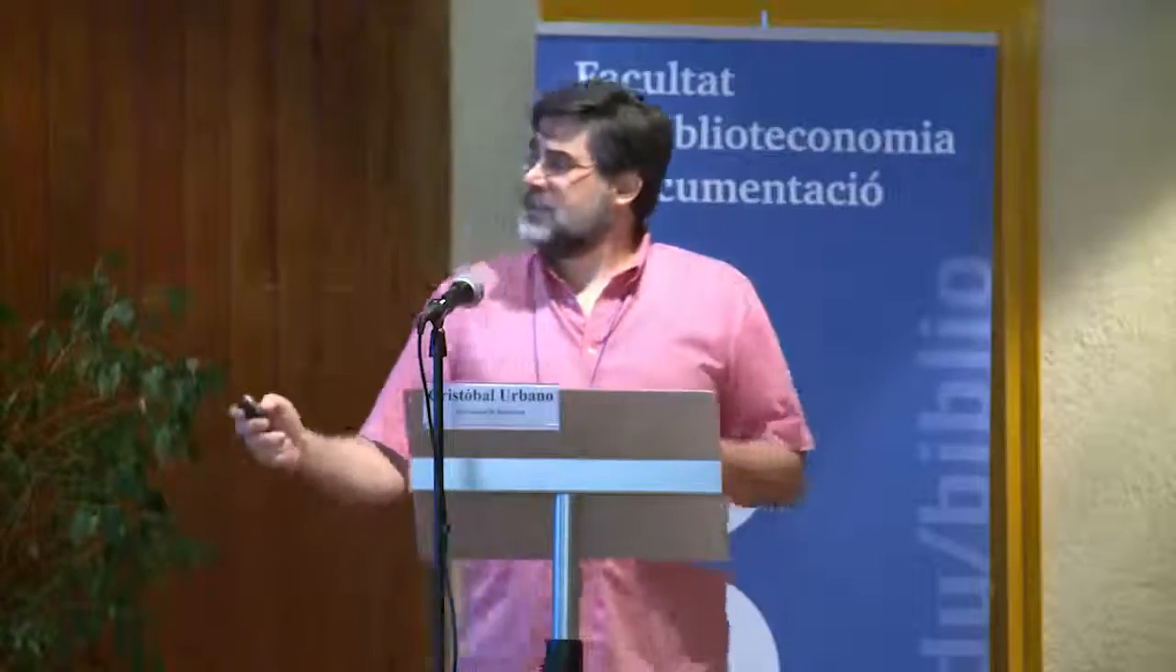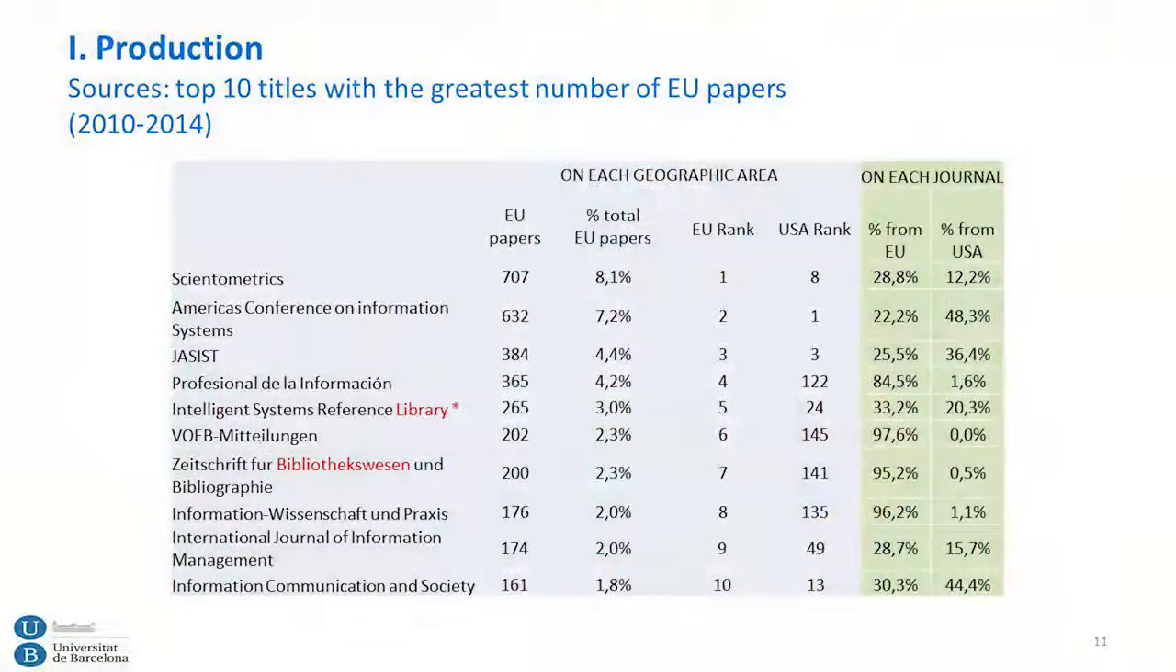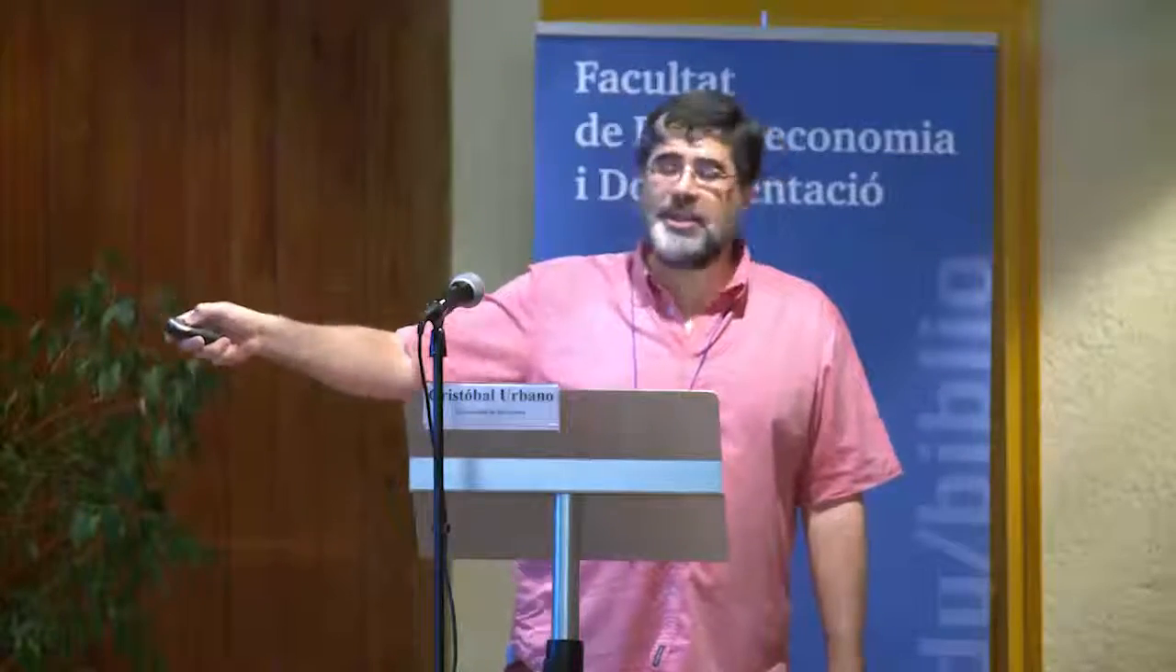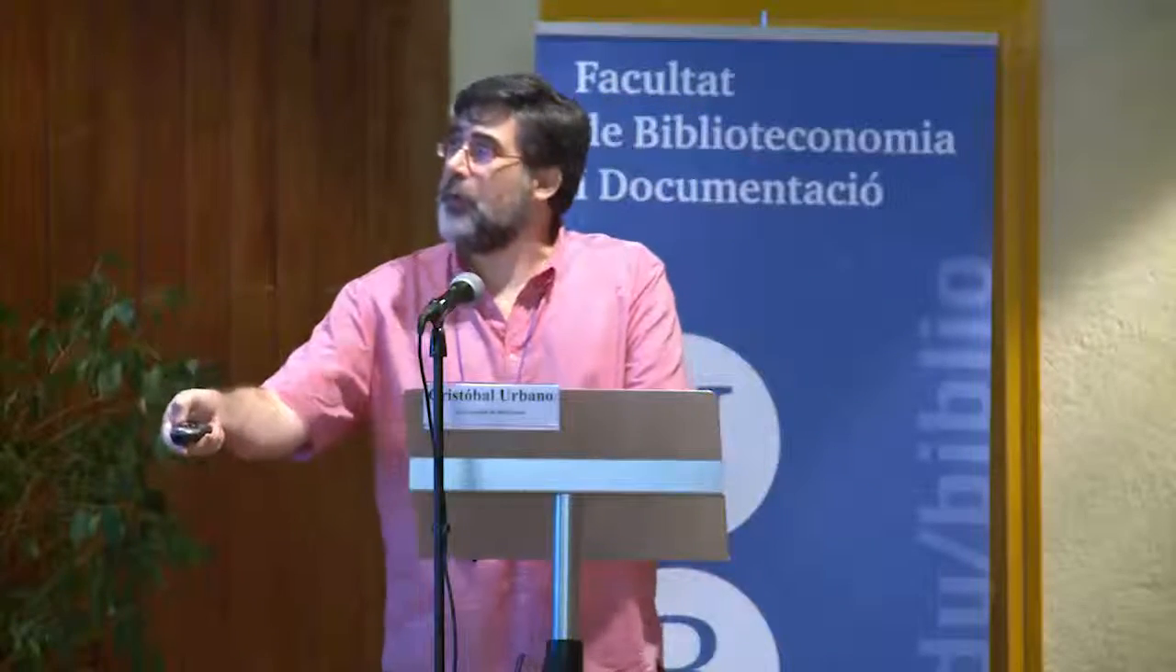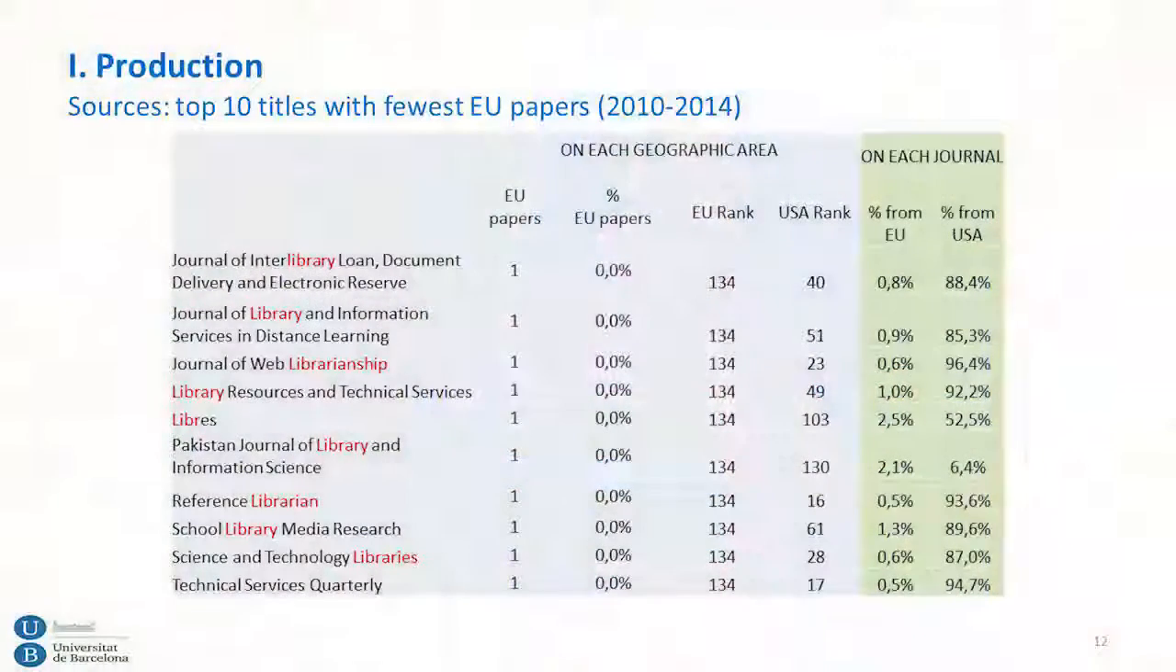Another thing we can underline is that the rank, in order from most papers published to fewer articles published in a journal, does not coincide very well between the European Union and the USA. And it's interesting to see, when we go to the top journals with fewer papers, that Europe people are not very interested in these journals, and all of them have library in the title. Even the last one, Technical Services Quarterly, but the word library is a leader. You can see the rank for the USA and for Europe is very different.